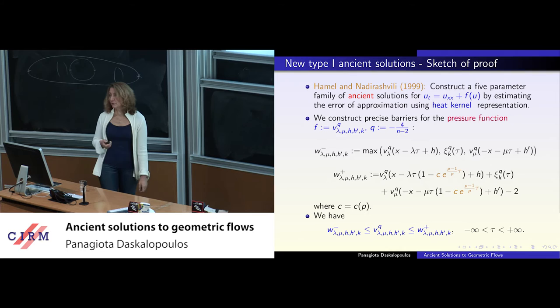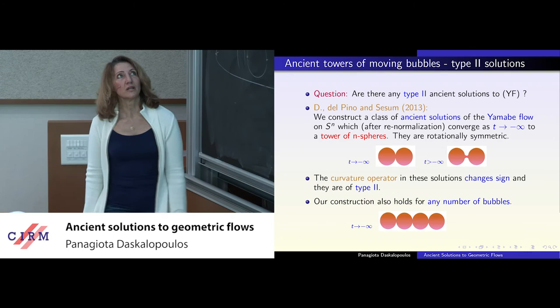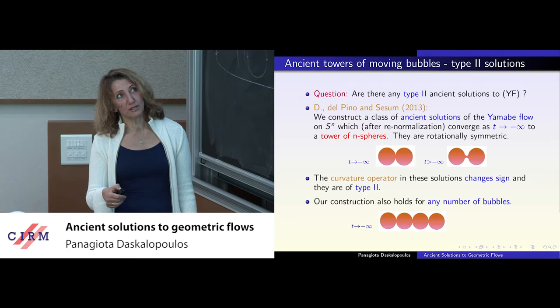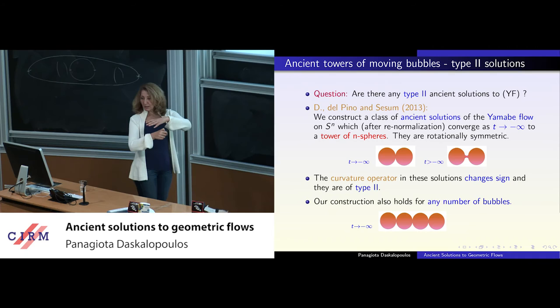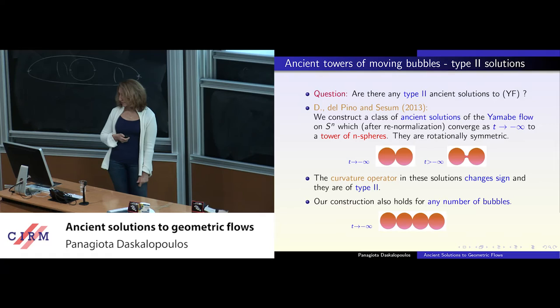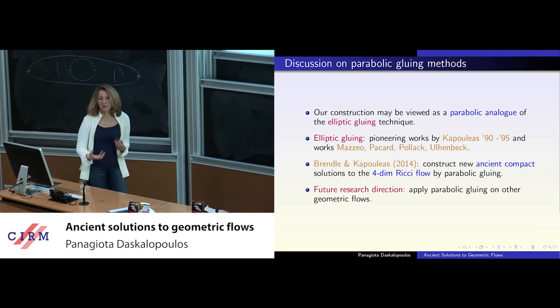And the last slide is some other construction, a previous construction, much more complicated than the one I just talked to you about. Of type 2 ancient solutions, done with Manuel and Natasa Sesum, where we take spheres and we glue them with short necks. So this is what happens as t approaches minus infinity. Again, if you move forward, I had a good movie, but the file got corrupted. This neck becomes broader and broader, and eventually becomes circular. Backwards, it's very close to minus infinity, like this, and you can glue as many spheres as you want. And again, this is a parabolic analog of gluing methods.